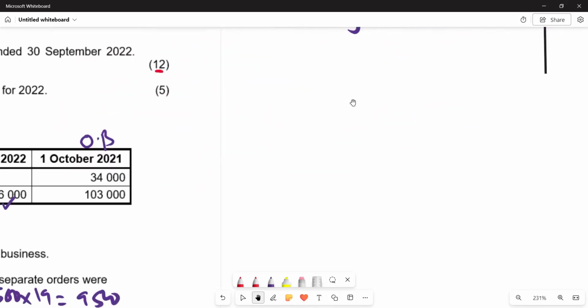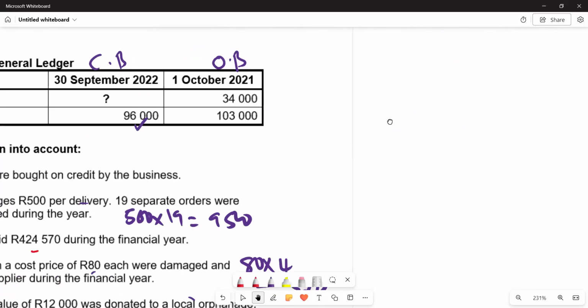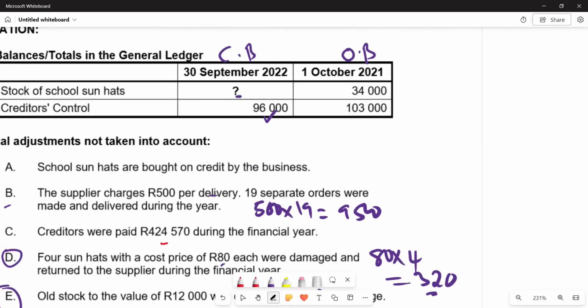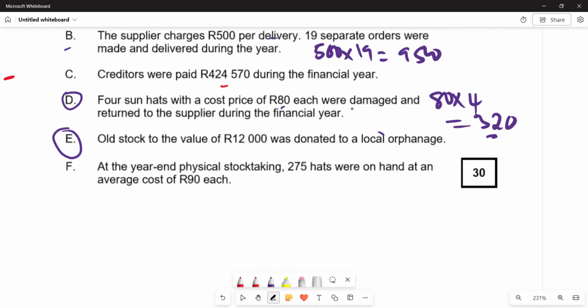So on our closing stock, you see that we are not given the figure for closing stock. The figure for closing stock is a question mark here. So we get it in the transformation, obviously. If you go to the last item, at the year end, physical stock taking: 275 units were on hand at an average cost of 90. So to get the figure for closing stock, we're saying 275 times 90, which is 90 rand. And then we get your answer in rands, which is going to be 24,750 rands.